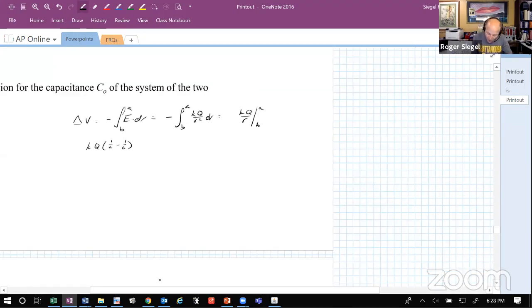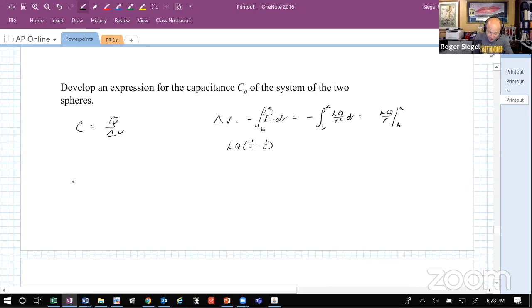And so now we can find the capacitance, because we know that C is equal to Q over delta V. And so that's going to be Q over KQ, quantity 1 over A minus 1 over B. And so that's going to be 1 over K, quantity 1 over A minus 1 over B. And now we're caught up.